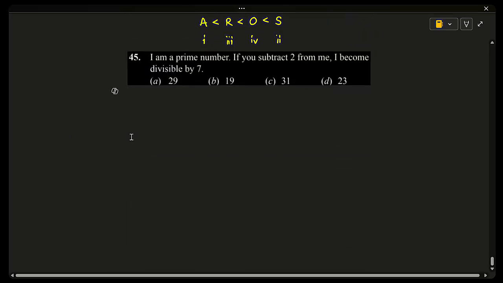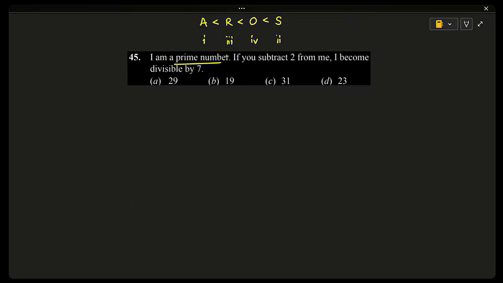I am a prime number. If you subtract 2 from me, I become divisible by 7. Okay, we'll go by the options. So first it should be a prime number. Yes, this is a prime number. Subtract 2 from this, 27. Is this divisible by 7? No. 19 is a prime number.